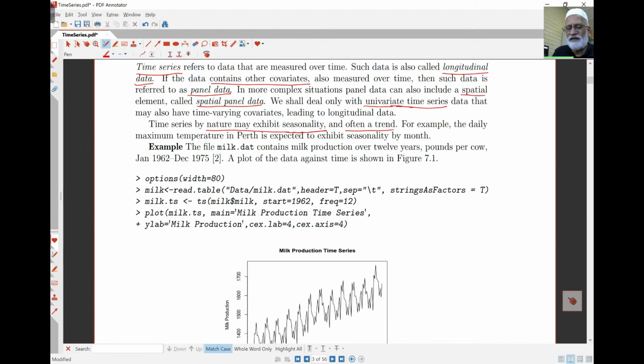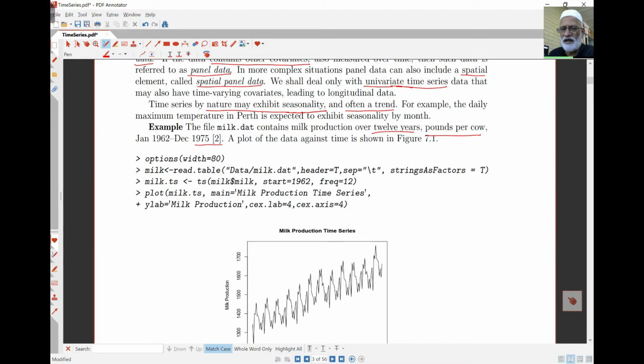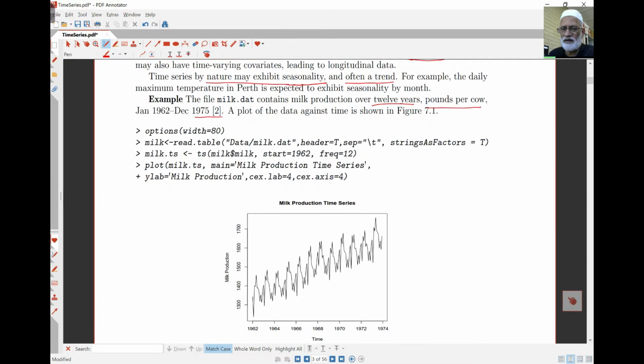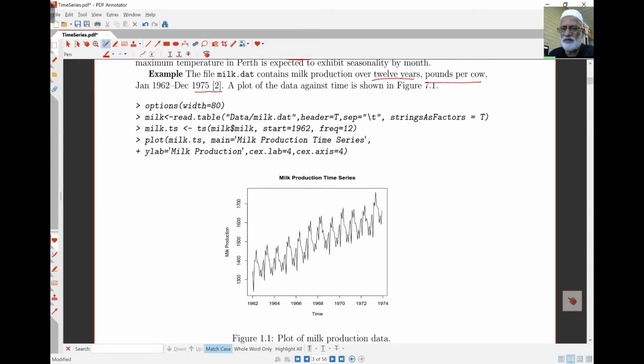The data we have as an example here is from the book by Cryer. You'll find the reference at the end, and the data will be online, and you'll be using this in labs as well. This is milk data that contains milk production over 12 years, pounds per cow, and this is monthly data. This is US data, that's why it's pounds. So here's the plot of the data, figure 1, and this is all the R commands that are in there, so you'll be able to read this data yourself and repeat the R commands.